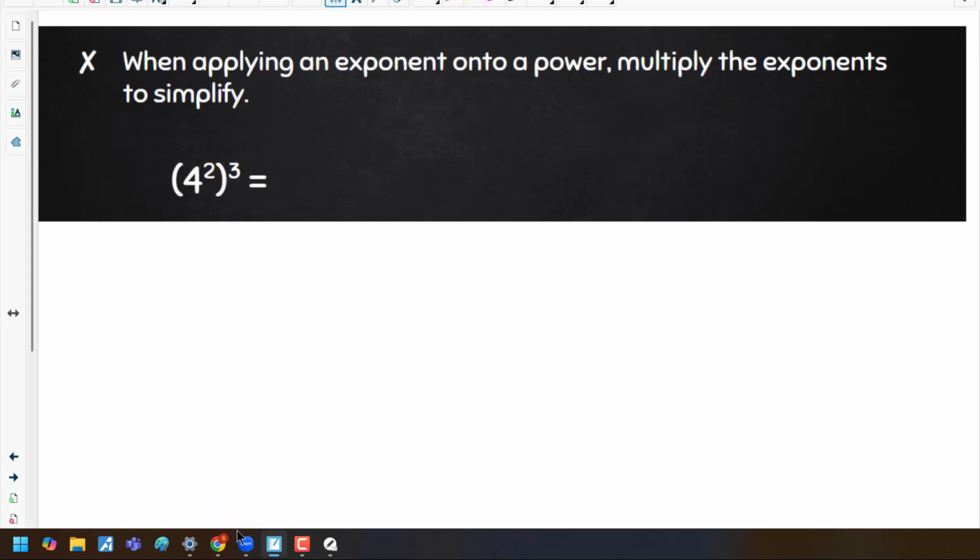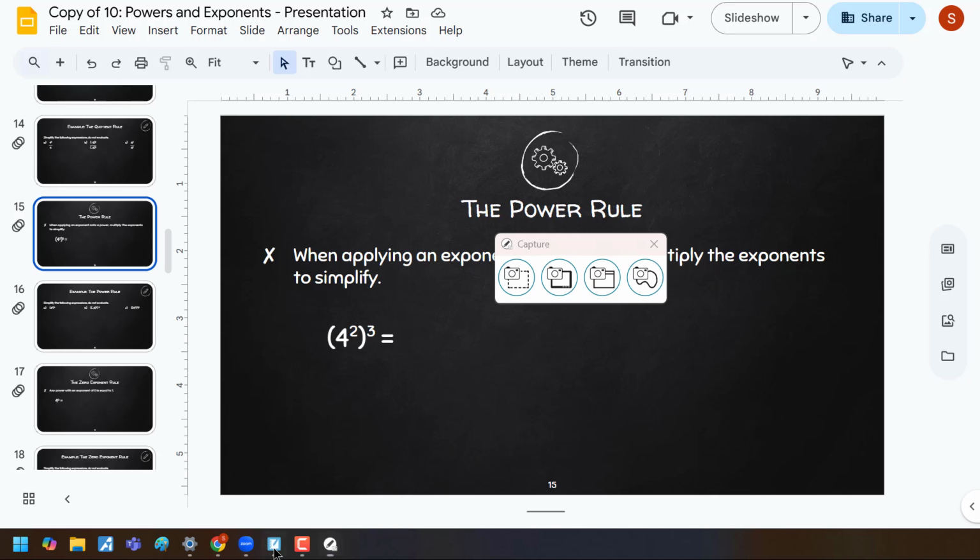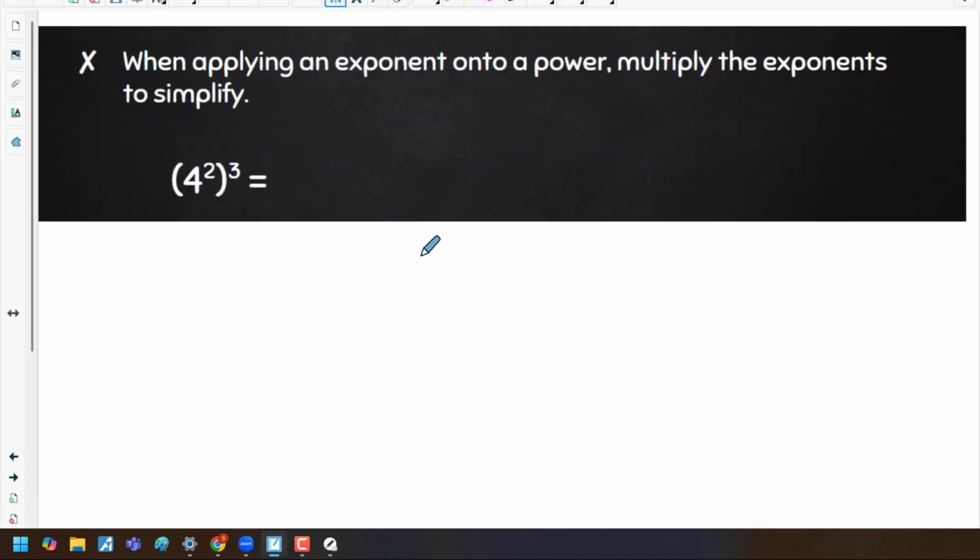Okay, here we have an example. What's this called? The power rule. What does power rule mean? Power of a power rule means that when you have a base number with an exponent, you take that whole bracket and you raise it to another exponent. So this is going to be 4 to the power of 2, to the power of 3.